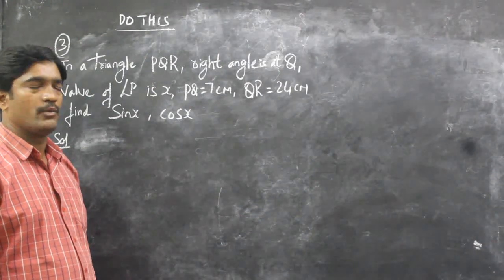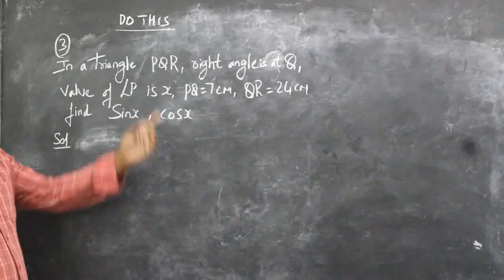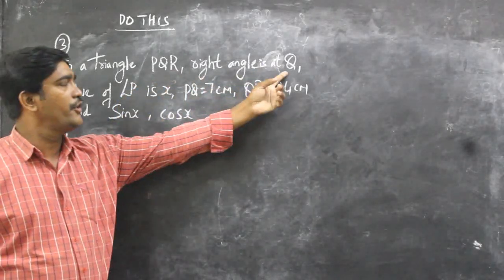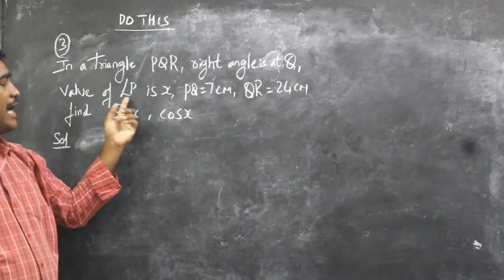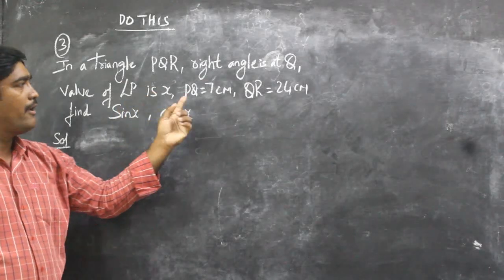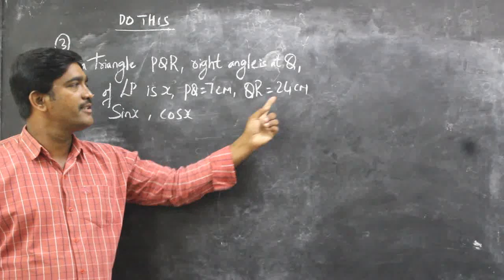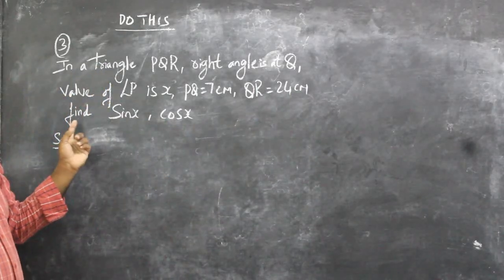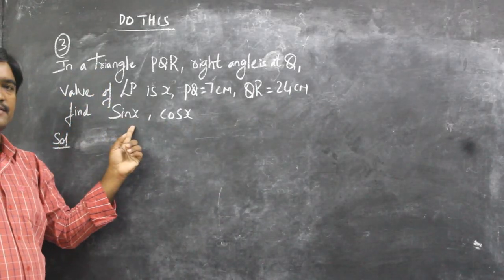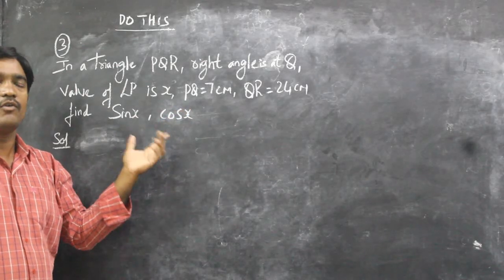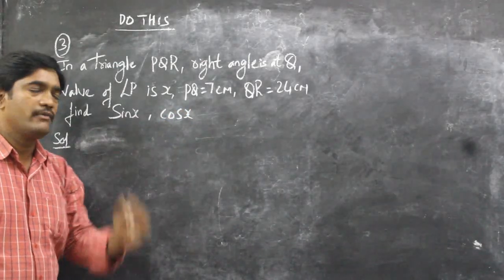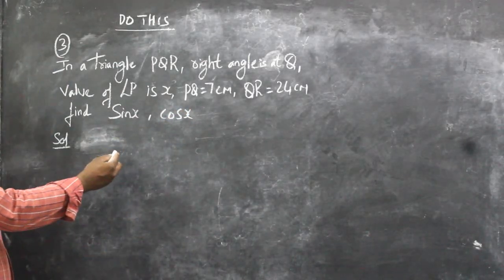Problem three. In a triangle PQR, the right angle is at Q and the value of angle P is X, where PQ is given as 7 centimeters and QR is given as 24 centimeters. Then find sin X and cos X. Now we'll solve the problem and look at what the values of sin X and cos X will be.